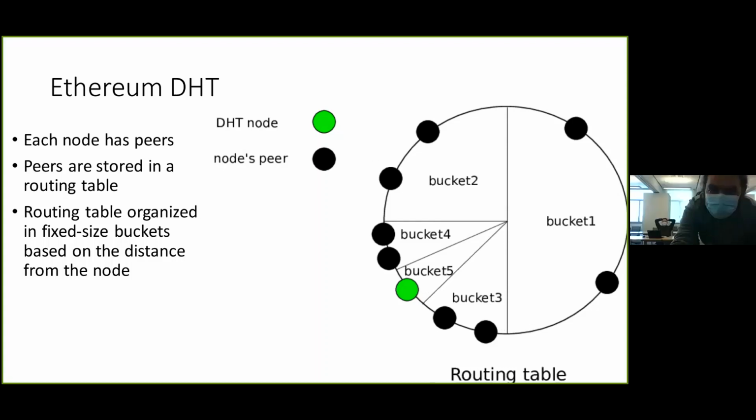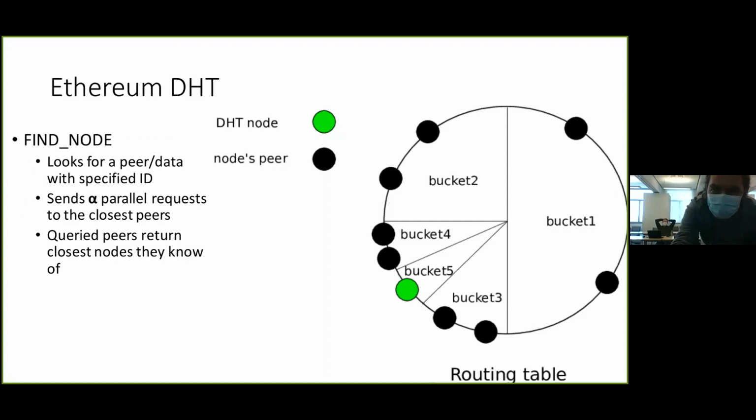Yes, no worry. Okay. Right, and then the most important operation in the DHT is what is called the find node, which allows us, so find node takes a peer ID or a data ID as an argument, and then it finds this node in the DHT.